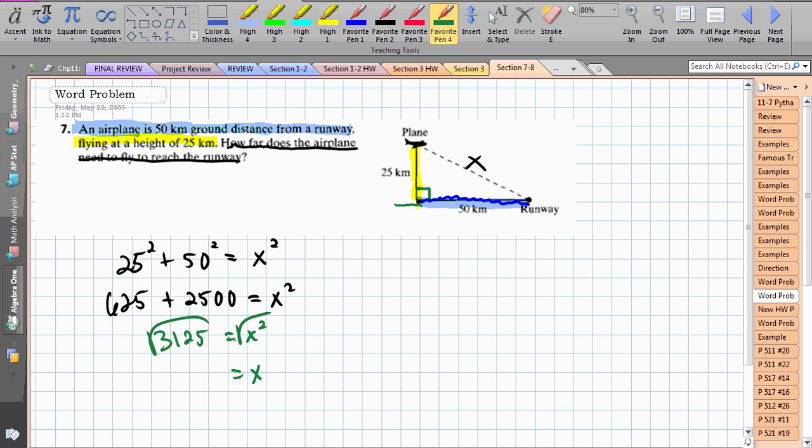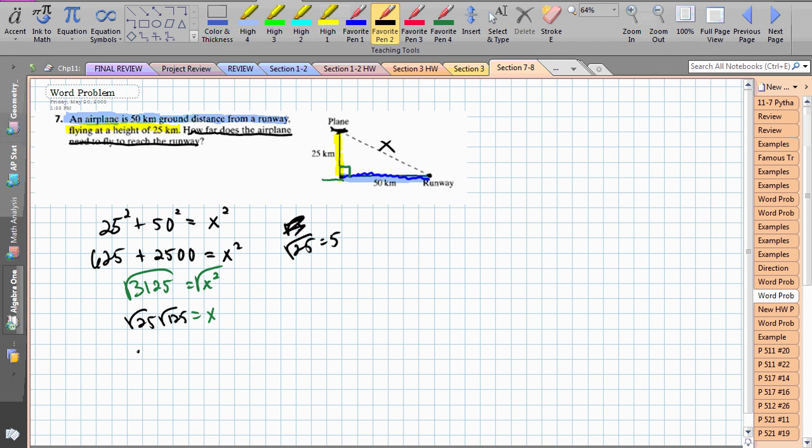And now I have to simplify the square root of 3125. I'm not sure if it's a perfect square. Let me see on my calculator. Well, it's not a perfect square, but I do notice that 25 is a perfect square. Why? Because the square root of 25 is 5. So if I take 3125 and divide it by 25, I notice 125 times 25 is 3,125.